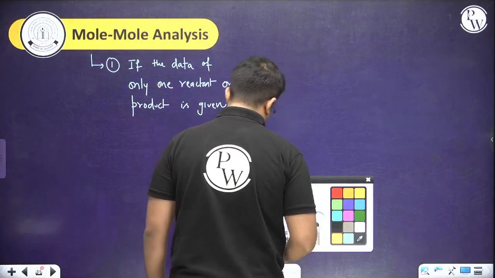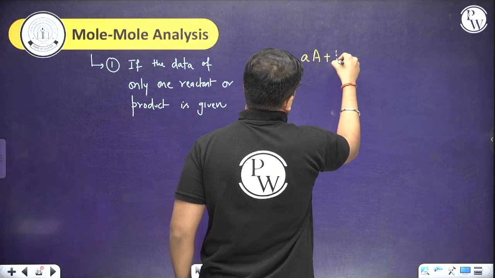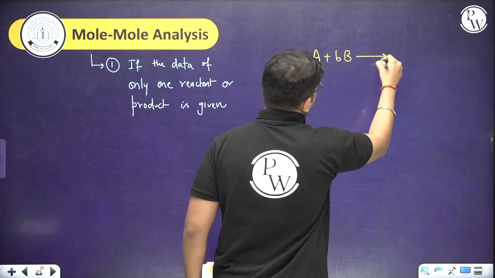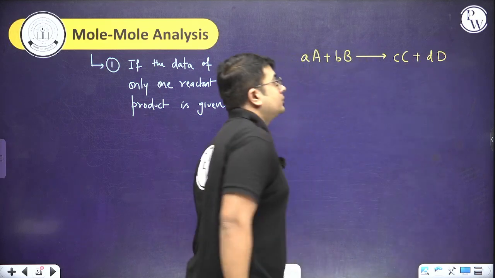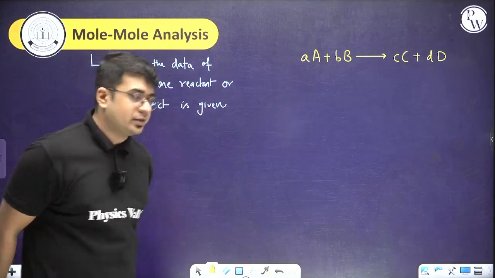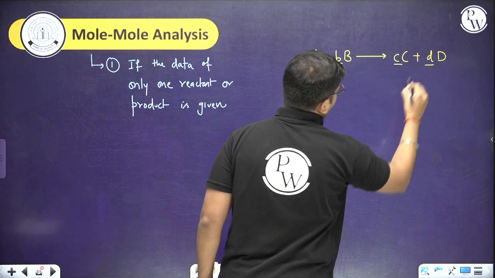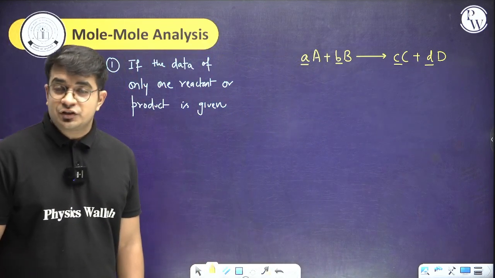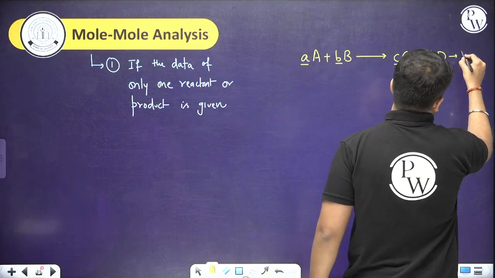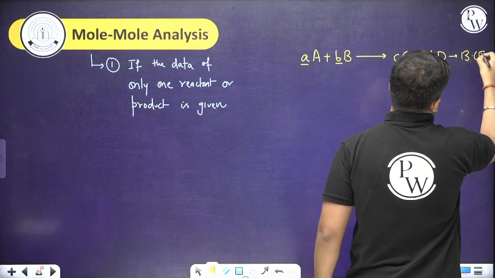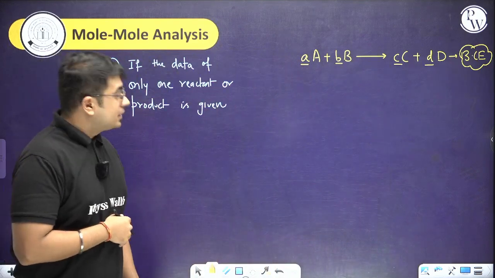I don't know about the actual reaction. Let's take an unknown reaction: aA plus bB gives us cC plus dD. This is the most complex reaction. We don't know anything, but we know that small a, small b, small c and small d are the stoichiometric coefficients of this equation. And this equation I am already giving you as a balanced chemical equation. I hope this part is clear.